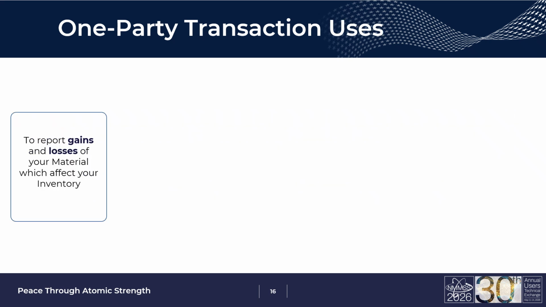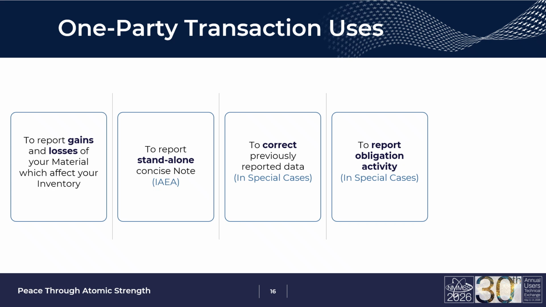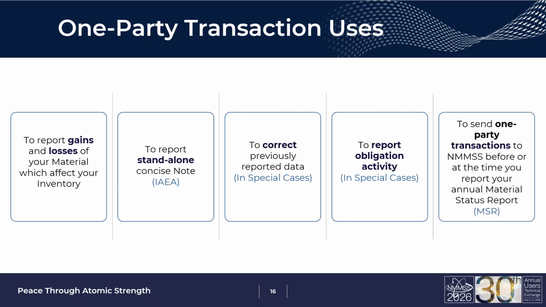So, how are one-party transactions used? The primary purpose of the one-party type Form 741 is to report gains and losses of nuclear material, which impacts a facility's inventory. Also, one-party Form 741s are used to report standalone concise notes, particularly for the IAEA. In special cases, one-party transactions are used to correct previously reported data and to report obligation activity. Another use is to send one-party transactions to NMIS before or at the time of the facility's reported annual material status report, known as the MSR.